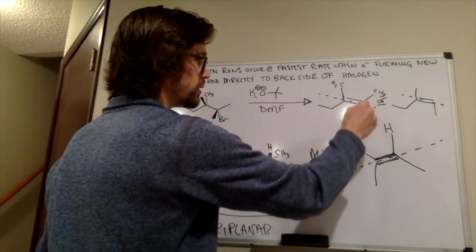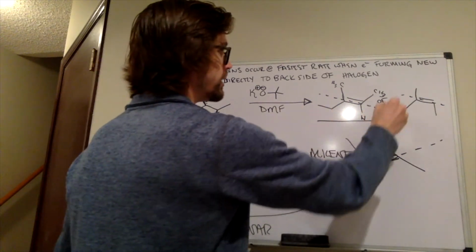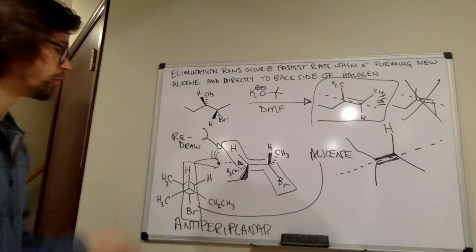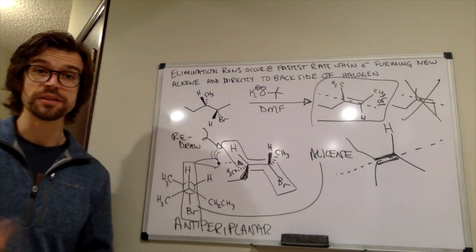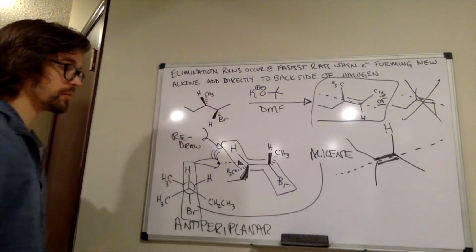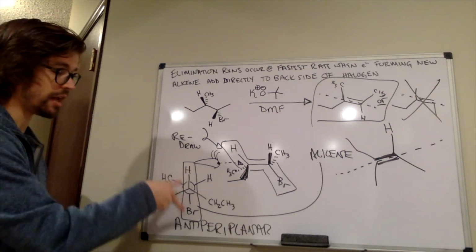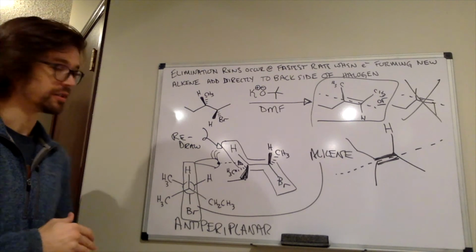This CH2CH3 is on the same side as that H. So this is the product. This doesn't form at all. So how did we do this again? We did this by taking the starting material, drawing a Newman projection, and making sure that the H and the Br are on the opposite sides.